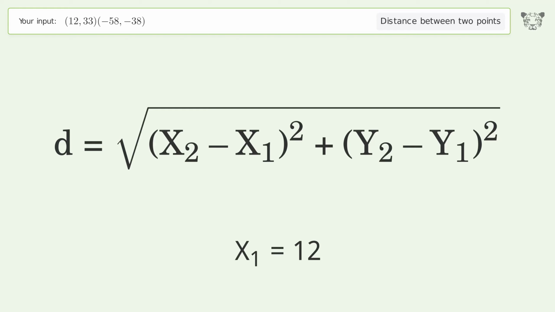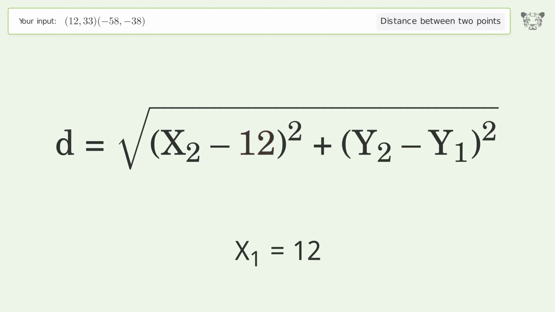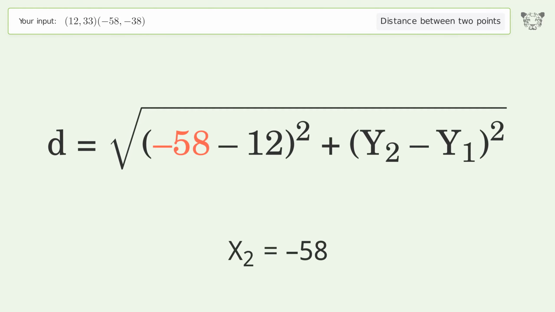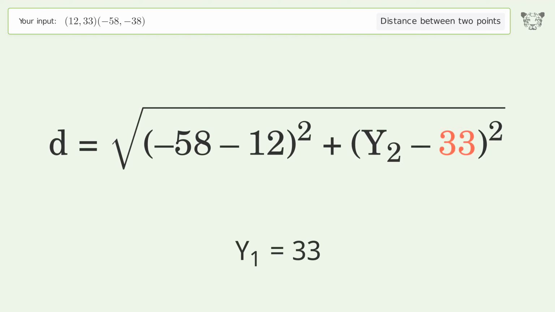x1 equals 12. x2 equals negative 58. y1 equals 33. y2 equals negative 38.